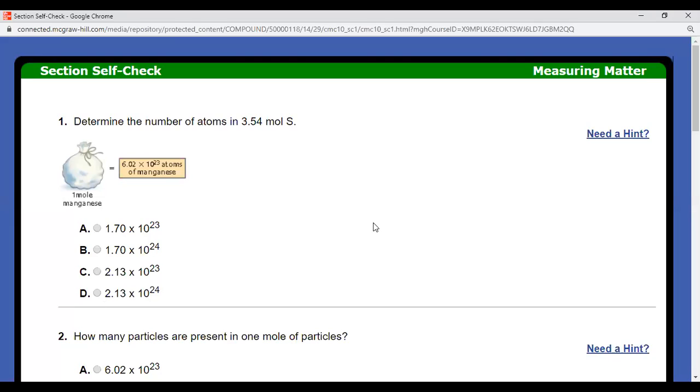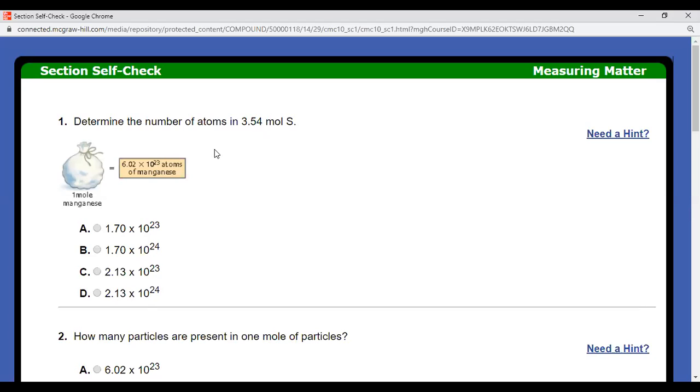Try to remember. 6.02 multiplied by 10 to the 23, right? Number of atoms, as we said before, equals number of moles times Avogadro's number. So you have this number of moles, 3.54. If you have a calculator now, you can make this number 3.54 times this number.